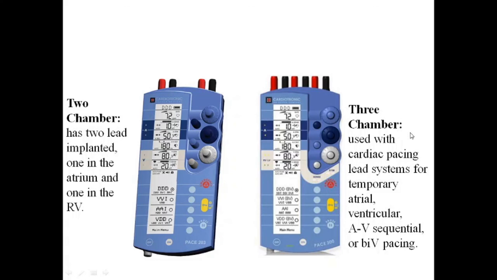The another one is three chamber. It is used with the cardiac pacing lead systems for temporary atrial, ventricular, AV sequential or BiV pacing. That's all about the pacemaker.